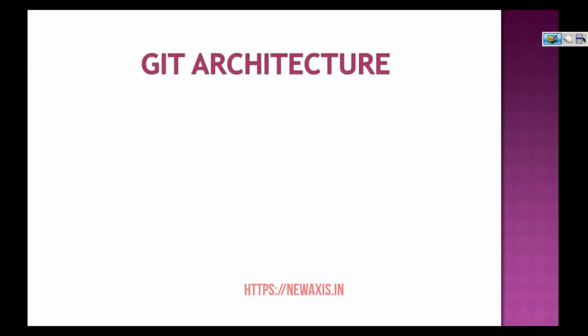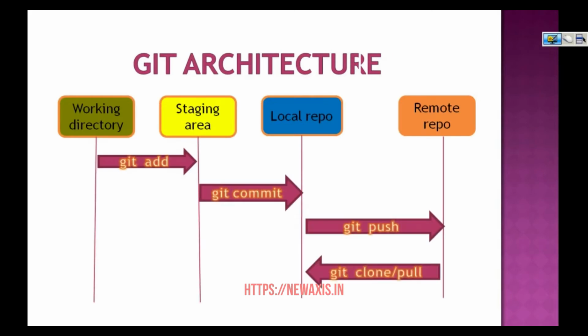Git is a distributed version control system. We have already discussed the architecture of distributed version control systems. Now let us talk about the architecture of Git in particular. This is the architectural diagram of Git.